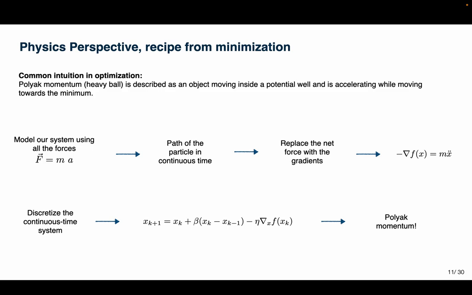But how do we exactly connect it to the physics? We can start by modeling our system using all the forces that we have in the system. So the net force that is applied on a particle, this is Newton's second law, is equal to the mass of the particle multiplied by acceleration.